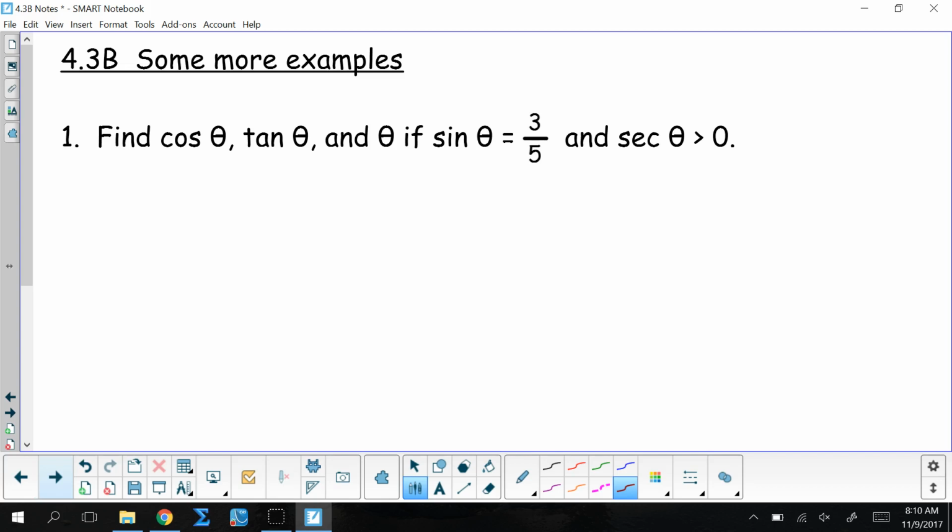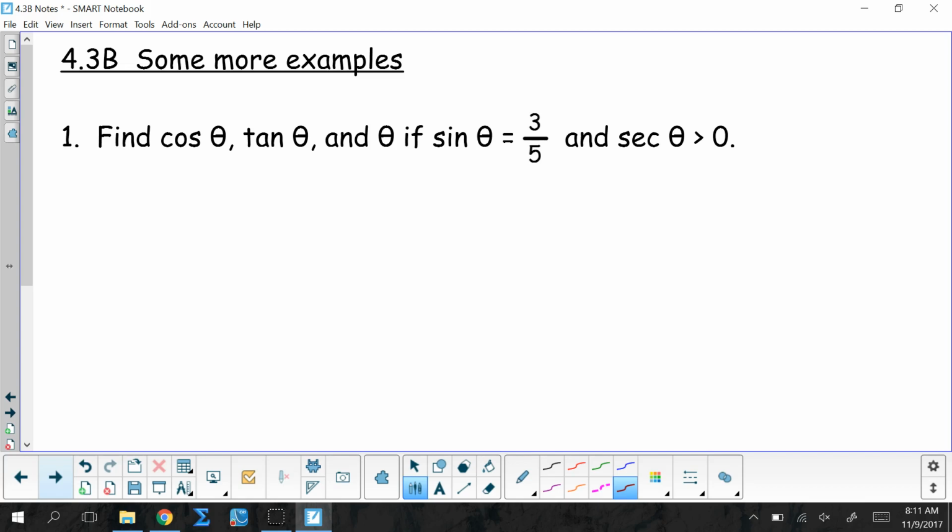Nope, it's not. Okay? But the question says, find the cosine of theta, the tangent of theta, and theta if the sine of theta is 3/5 and the secant of theta is positive. So we are given 2 conditions. The reason we're given 2 conditions is that if I was just given the first one, sine of theta is 3/5, that would leave me in 2 different quadrants.